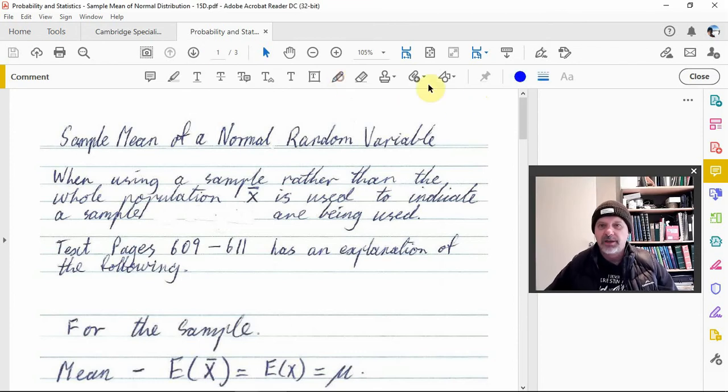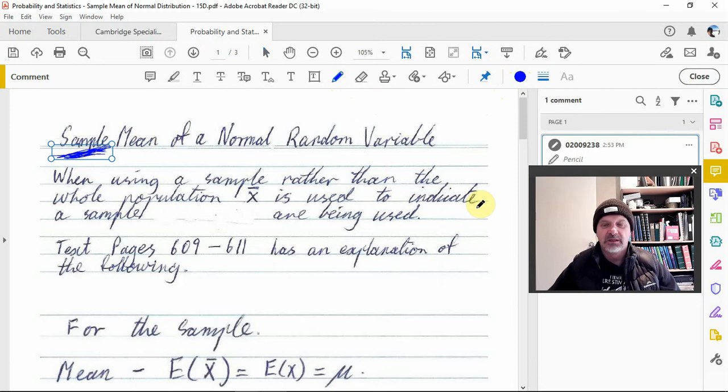Okay, so today here we are looking at sample mean. Alright, so we're now moving on to sampling, and we're looking at sample means of a normal random variable. So sometimes if we've got a massive population, it's difficult for us to survey that whole population and get the information and work out the mean.